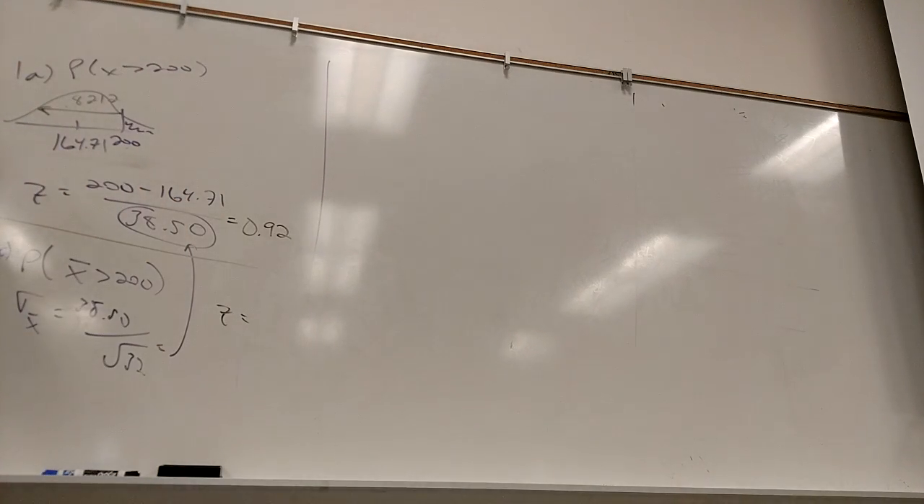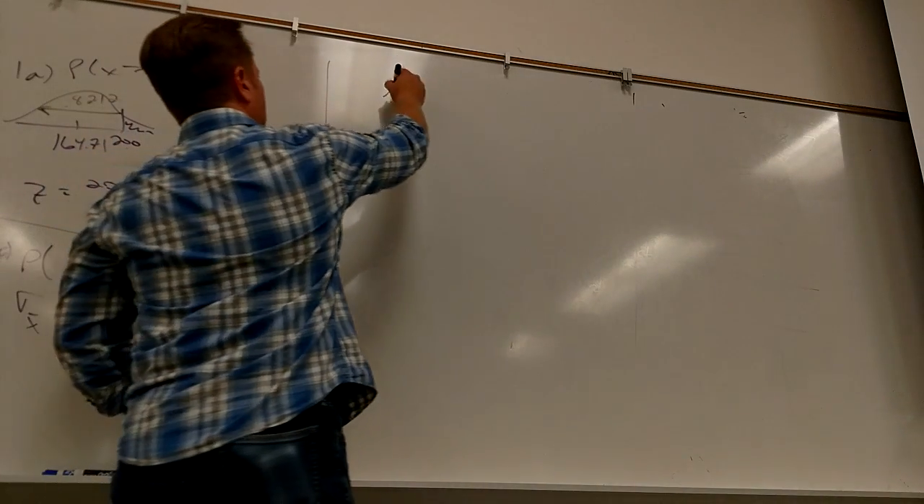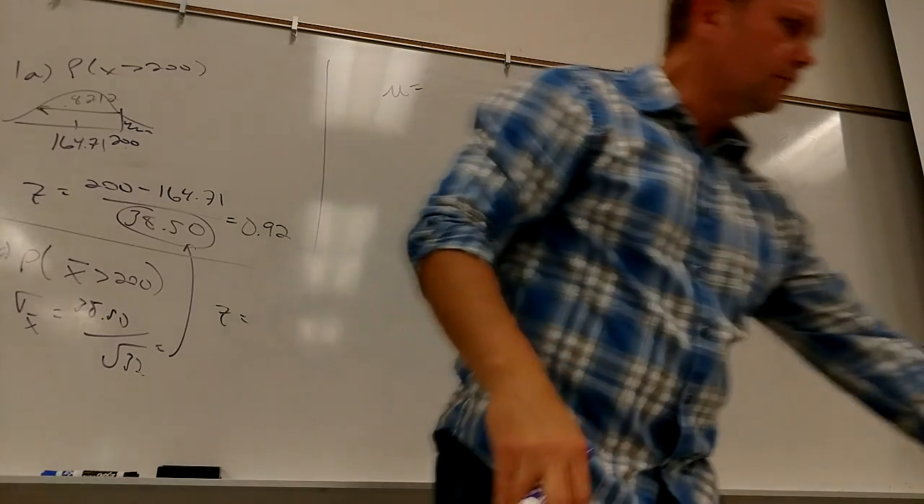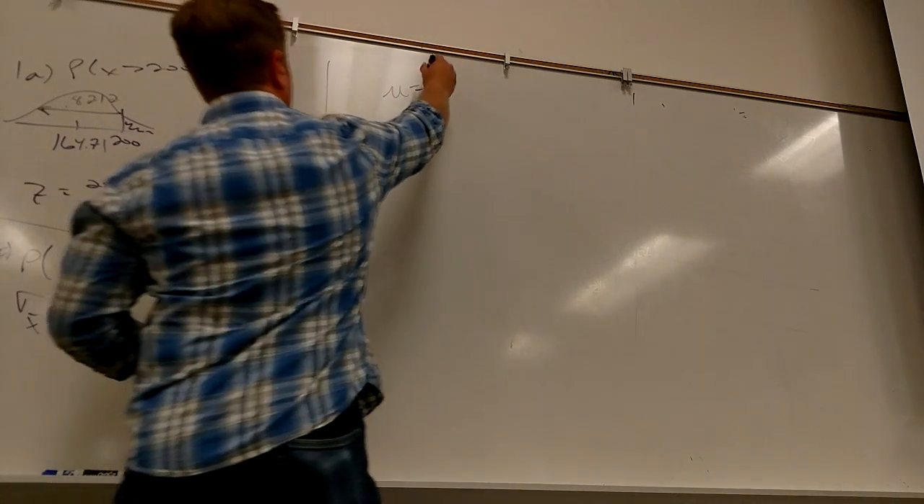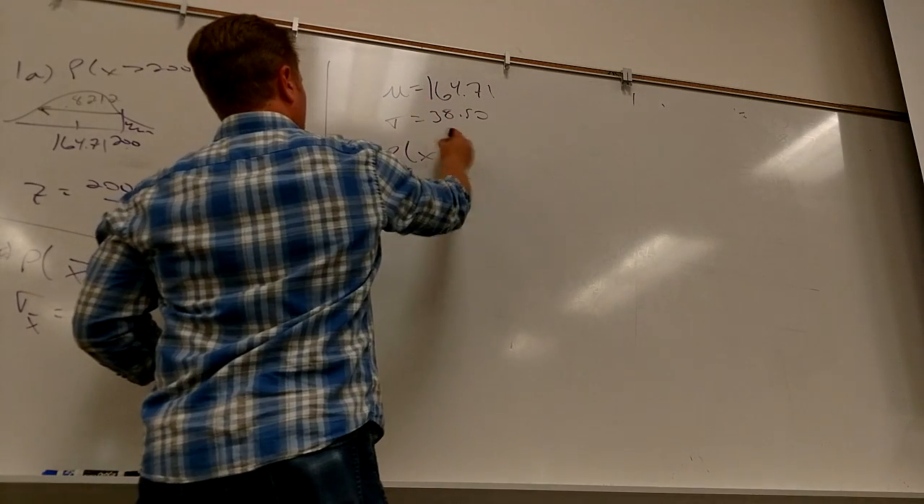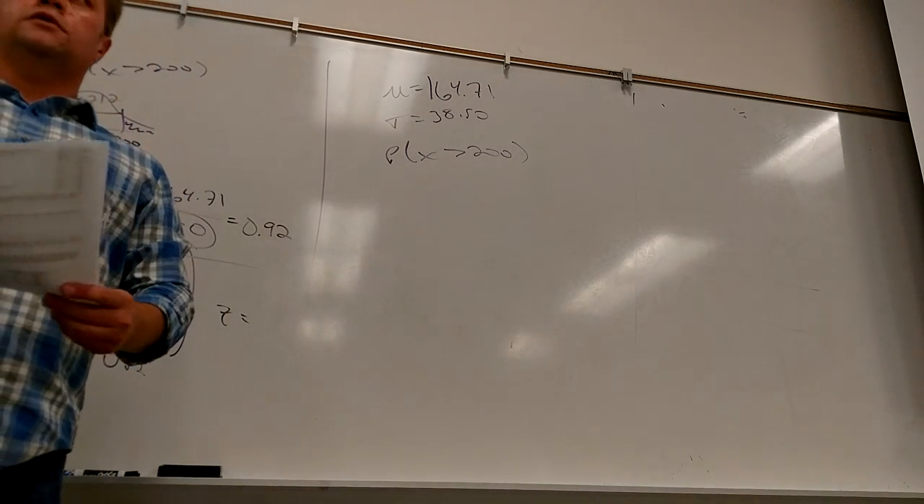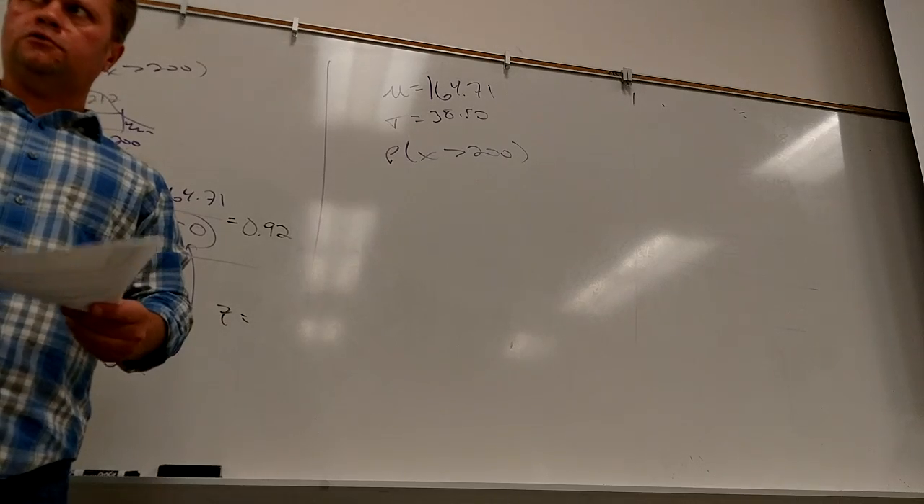So if I have a problem where I give you the mean and the standard deviation, say it's normal, and he asks you for probabilities greater or less than something, you make a z-score and look it up in the z-score chart. Of course you do. If it's normally distributed, it's what we've done forever. This is the bread and butter of this course. So here they tell me the mean is 164.71, standard deviation 38.50. So I can graph this problem. I can draw a picture for myself.